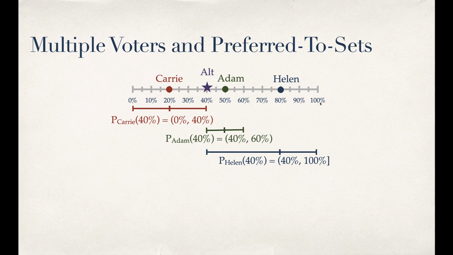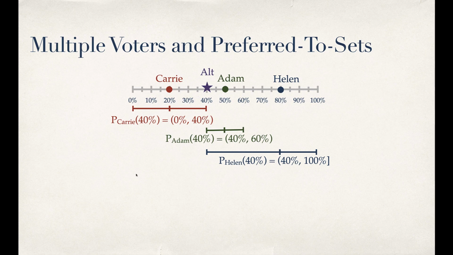But notice, 100 is strictly preferred to 40, right? 100 is only 20 away from 80, and 40 is 60 away. So Helen strictly prefers 100. So it is in the preferred-to set. That's why we have a hard bracket here, all right? So this is the set of all the preferred-to sets for Carrie, Adam, and Helen for this set of voters.